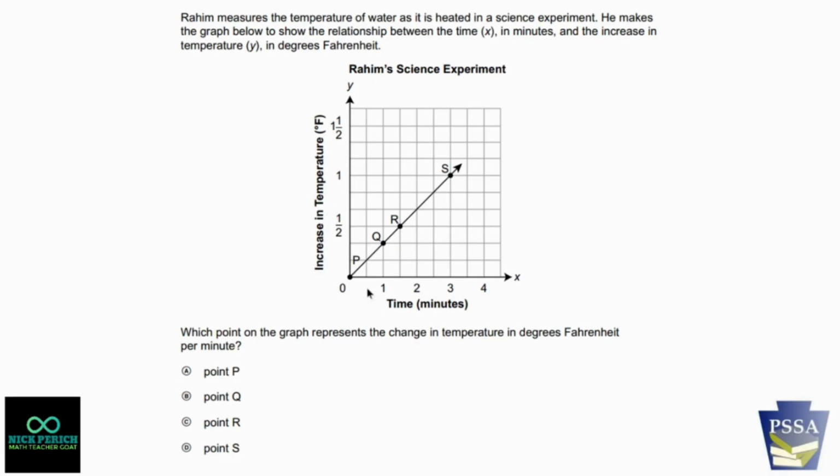So as time increases, temperature also increases, and you can see it goes up in a perfectly straight line going up and to the right. Which point on the graph represents the change in temperature in degrees Fahrenheit per minute?